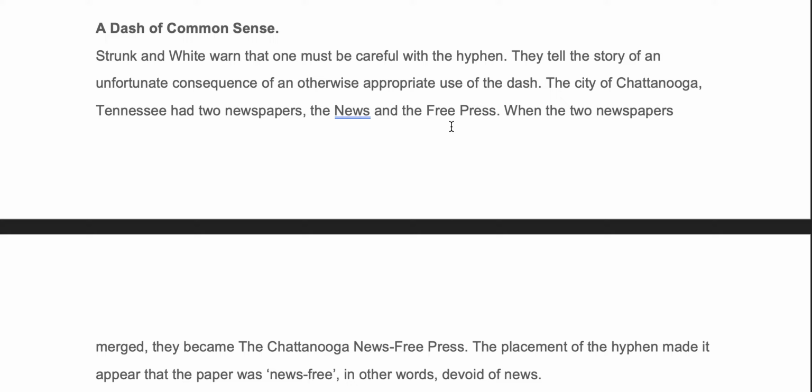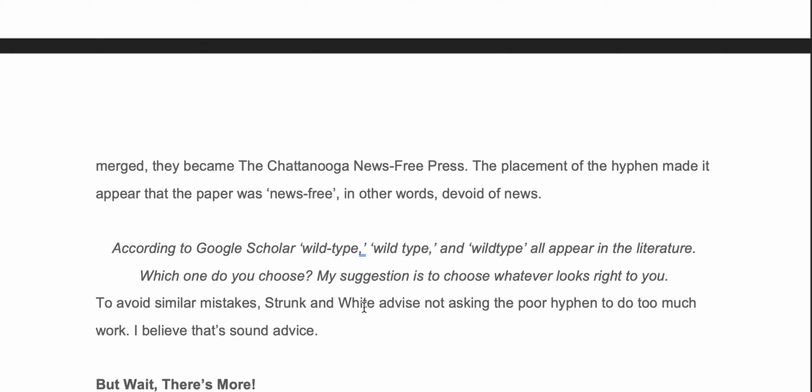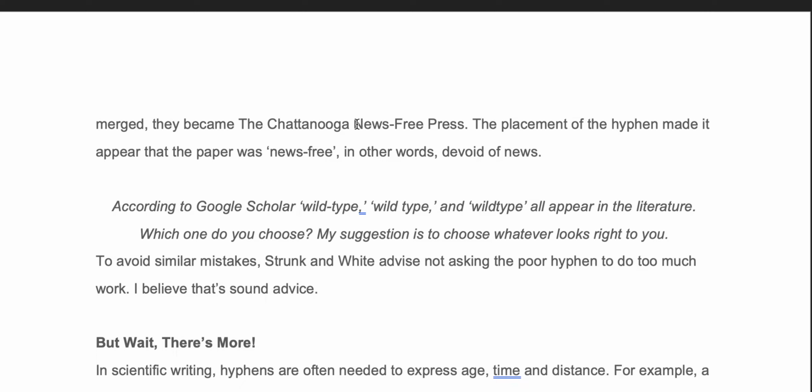Strunk and White warn that one must be careful with the hyphen. They tell the story of an unfortunate consequence of an otherwise appropriate use of the dash. The city of Chattanooga, Tennessee had two newspapers, the News and the Free Press. When the two newspapers merged, they became the Chattanooga News-Free Press. The placement of the hyphen made it appear that the paper was news-free. In other words, devoid of news.